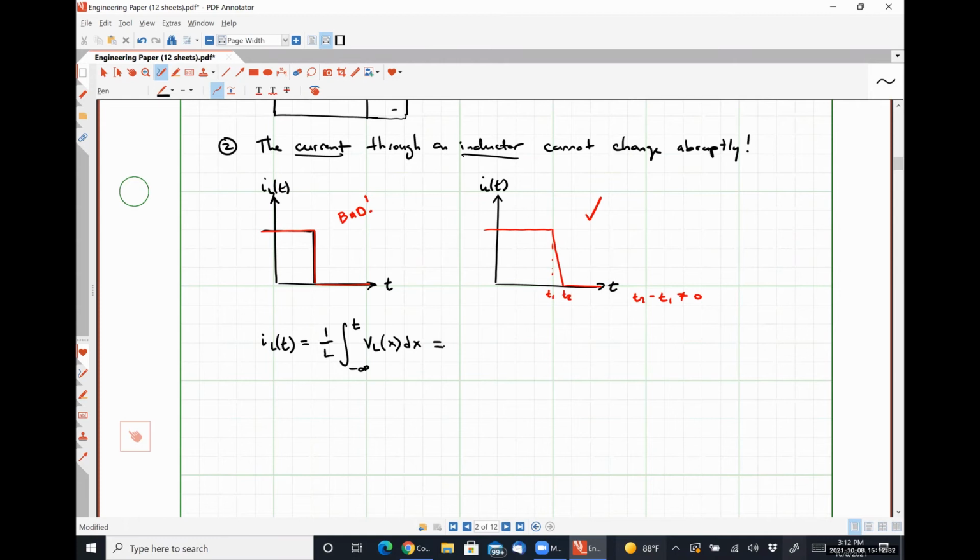So I can change this ever so slightly to be 1 over L times the integral from T naught, which is just some time where we knew how much current was flowing through the inductor, to T of VL as a function of time, derivative of time, plus IL at T naught. So what I'm doing here is I am including some past behavior of the inductor to understand what the present behavior of the inductor is doing. So we could say that an inductor has memory to some small extent, okay?